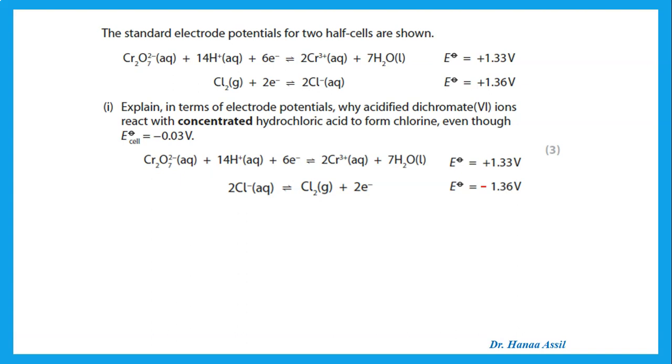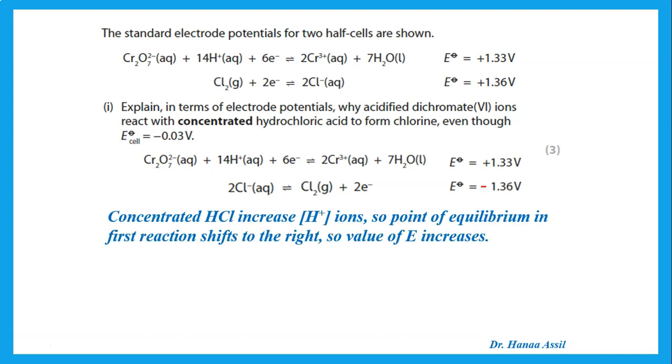But the idea is it is a slightly negative value, so it's minus 0.03 volts. But if we use concentrated hydrochloric acid, it can become positive, and that is because if I add concentrated hydrochloric acid, then I am increasing the concentration of H+ ions, and that means the point of equilibrium in that first equation will shift to the right, so the value of E would increase, so the positive will be slightly more positive.